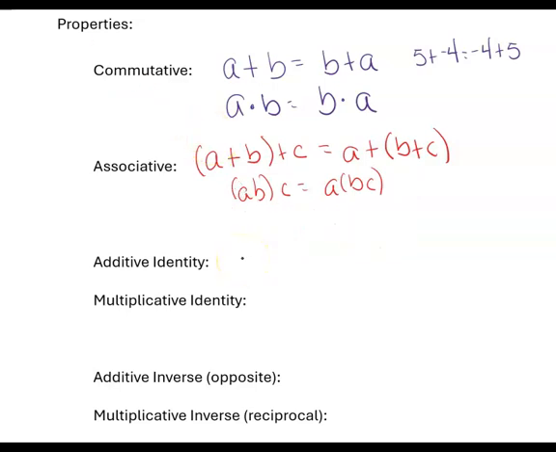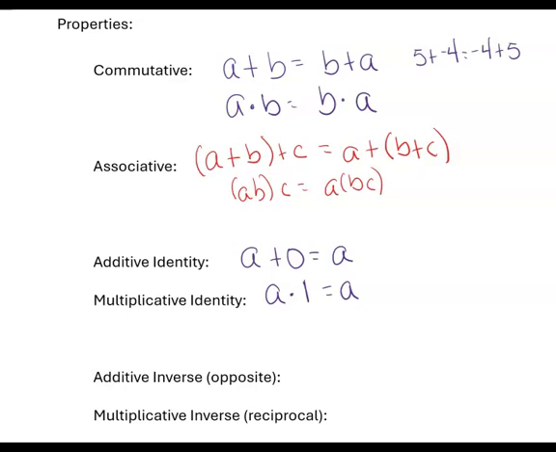We have the identity properties. The additive identity is 0. That means if I take any number and I add 0 to it, I get the same number I started with, or the identical number I started with. So the additive identity is 0. The multiplicative identity is what number can I multiply by any number and get that same number again, or the identical number. It would be 1. The multiplicative identity is 1, so a times 1 equals a.